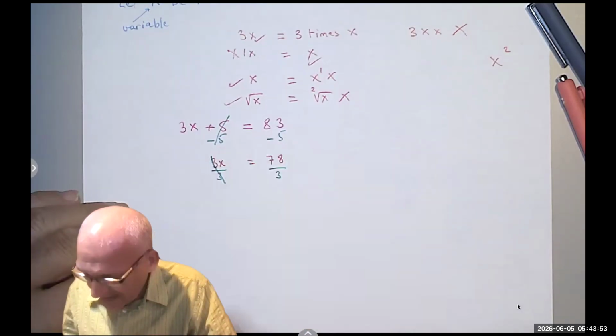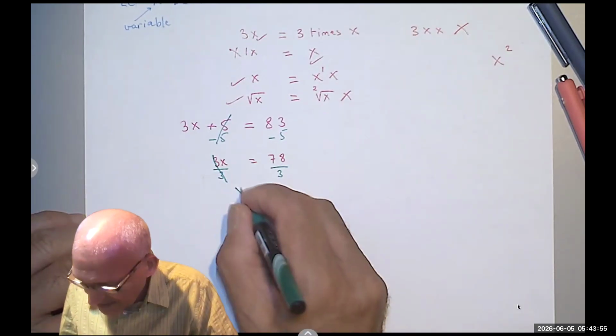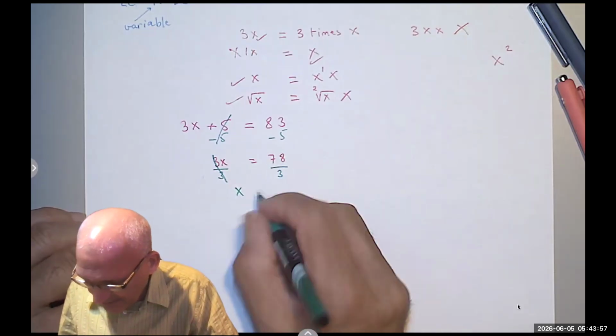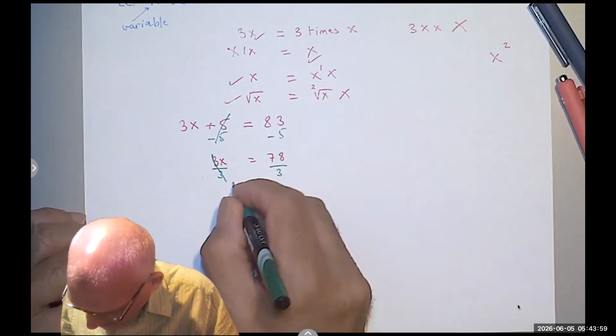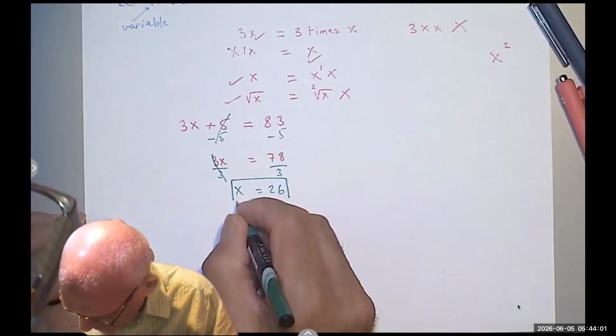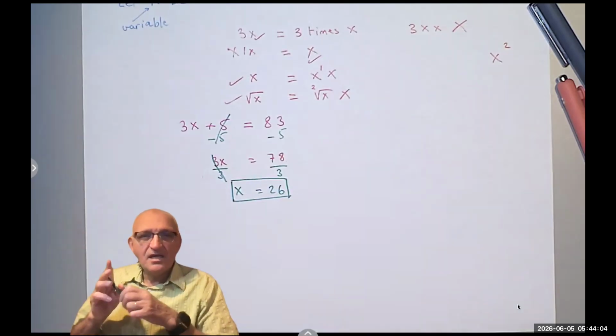The 3 and the 3 cancel. I use my calculator. 78 divided by 3 is 26. So the number I thought of was 26.